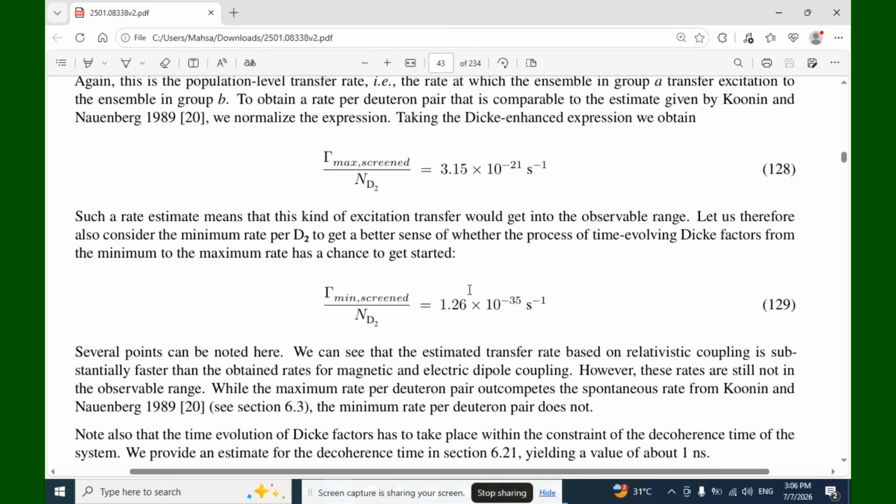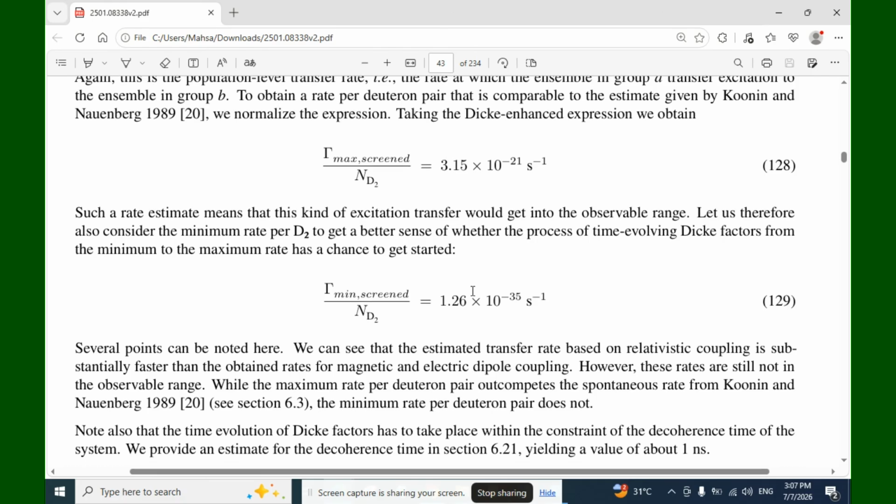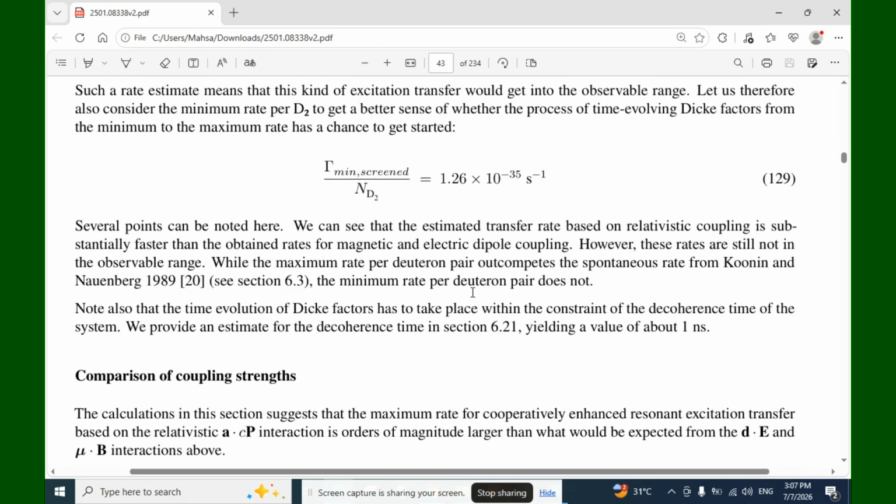Such a rate estimate means that this kind of excitation transfer would get into the observable range. Let us therefore also consider the minimum rate per deuterium, to get a better sense of whether the process of time evolving with decay factors from the minimum to the maximum rate has a chance to get started. Gamma minimum screen divided by N deuterium is equal to 1.26 multiplied by 10 to the power of minus 35 per second. Several points can be noted here.